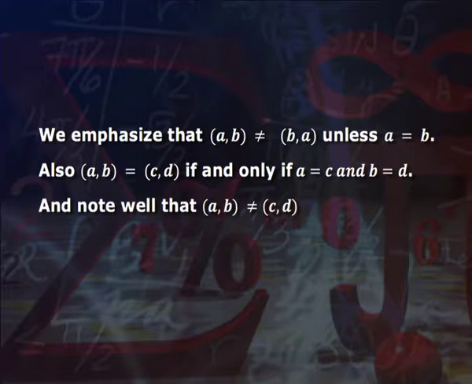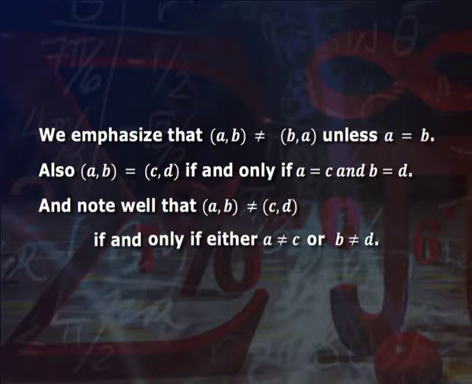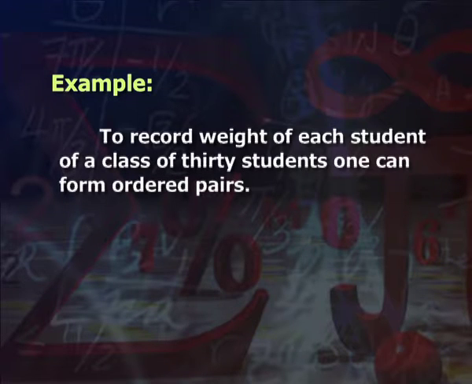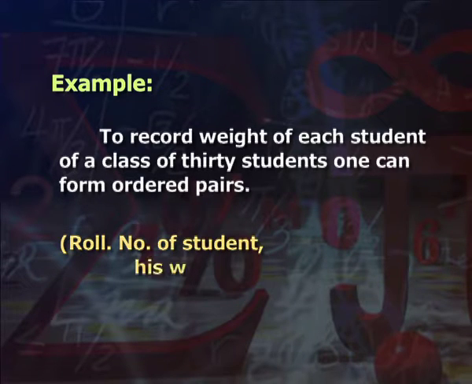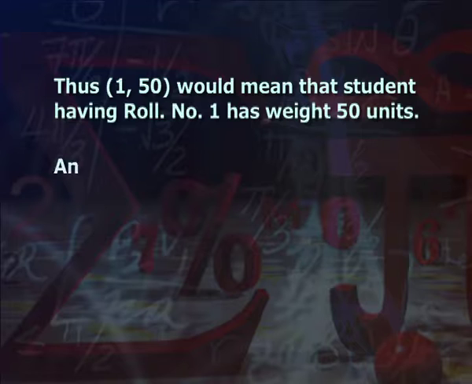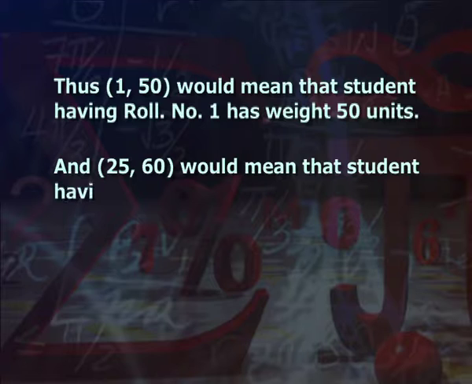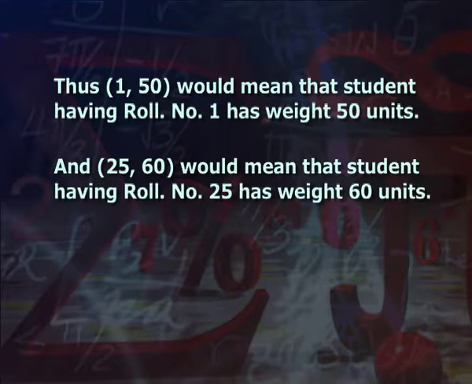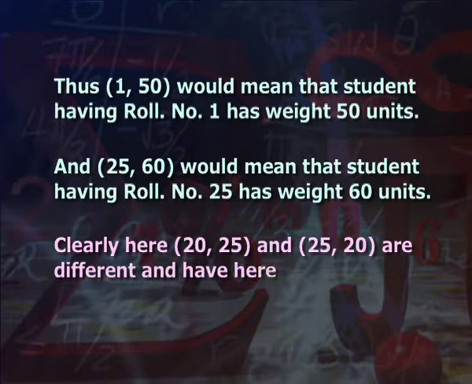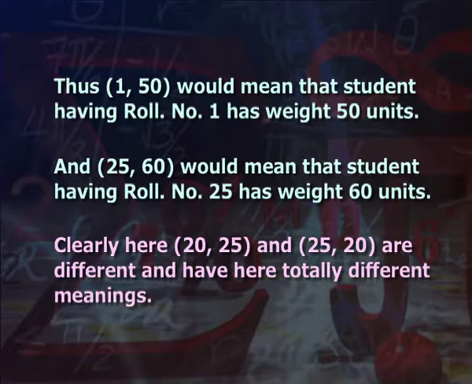And note well that (a, b) is not equal to (c, d) if and only if either a is not equal to c or b is not equal to d. As for example, to record the weight of each student of a class of 30 students, one can form ordered pairs: roll number of student and his weight in specified units. Thus, (1, 50) would mean that the student having roll number 1 has weight 50 units, and (25, 60) would mean that the student having roll number 25 has weight 60 units. Clearly here, (20, 25) and (25, 20) are different and have totally different meanings.